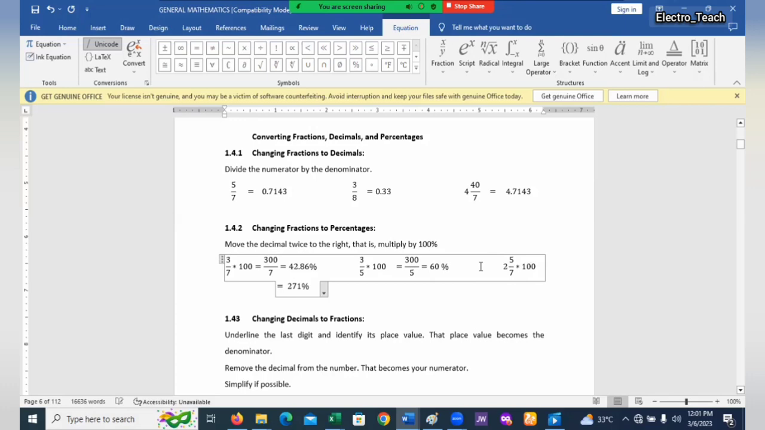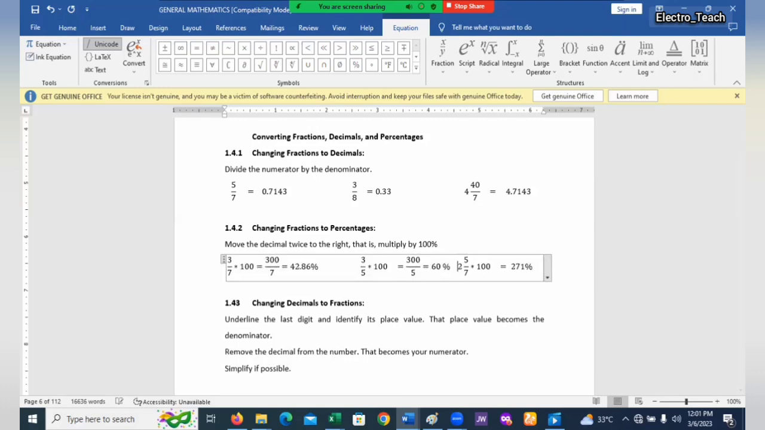Now the third example here, we have 2 whole number 5 over 7. 2 whole number 5 over 7. So in this case, how do we get the percentage? Now, what you do is to multiply the mixed number up and get an improper fraction. So you start by saying 2 times 7, 14. 14 plus 5, 19. That will be 19 over 7. Turn this one to 19 over 7.